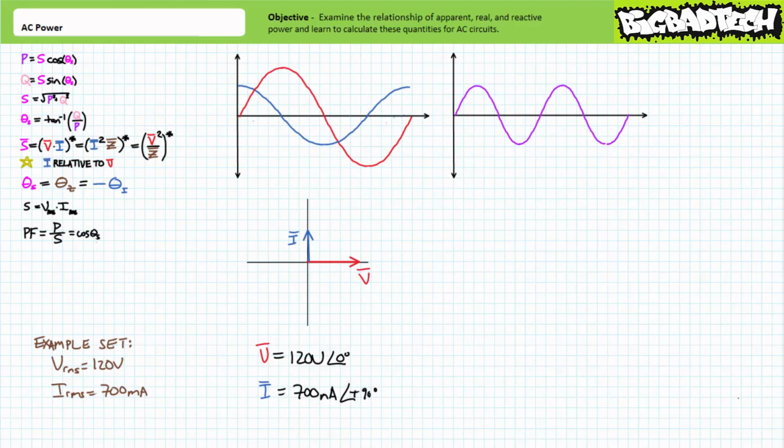Here's a plot of voltage and current where current appears to lead voltage by a full 90 degrees. The phasor representation of voltage would be 120 volts at an angle of 0 degrees, and the phasor representation of current would be 700 milliamperes at an angle of positive 90 degrees. Voltage and current are in almost every aspect exactly the same as in our previous example problems, only this time current leads voltage by a full 90 degrees.